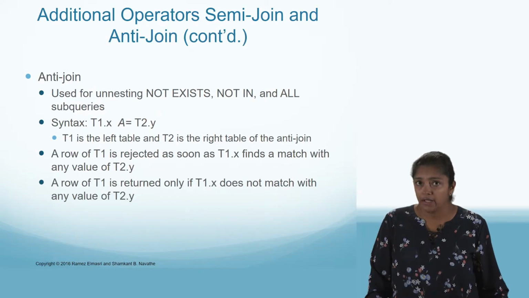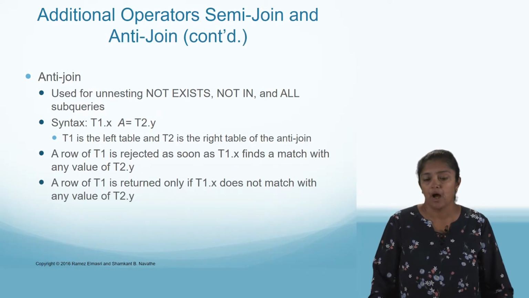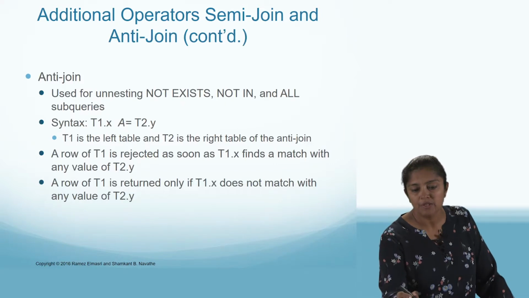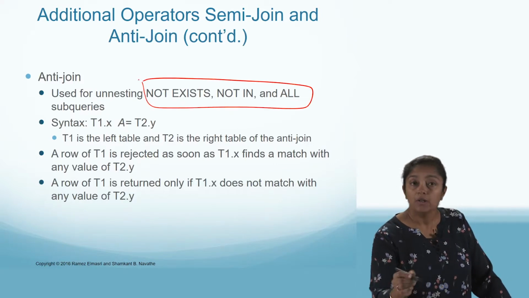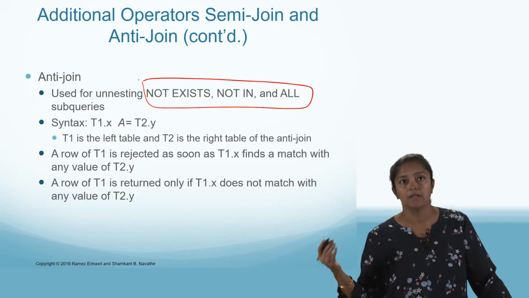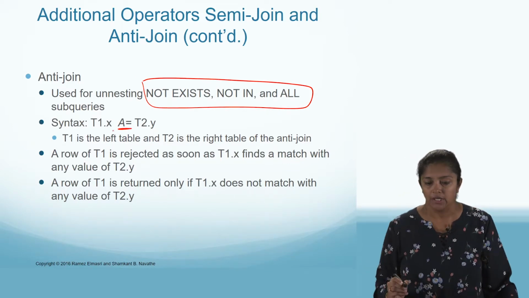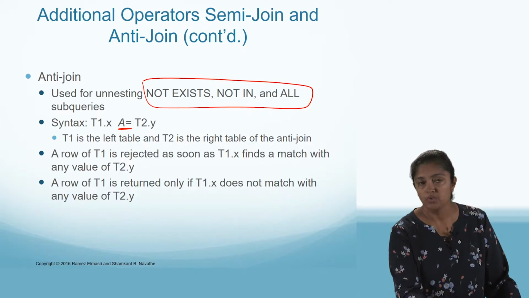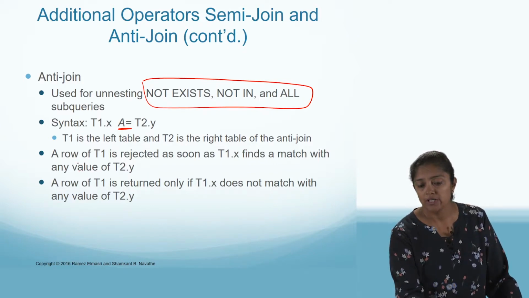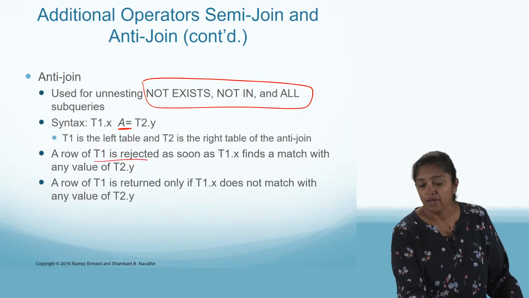And then there's anti-join, which is kind of the opposite. It's also used for unnesting, but specifically to handle NOT EXISTS, NOT IN, and ALL queries. Here's our symbol for the anti-join. Again we have our T1 and T2, which are the left and right tables of the anti-join. The way this works is we are again comparing the tuples of T1 and T2. A row of T1 is rejected.